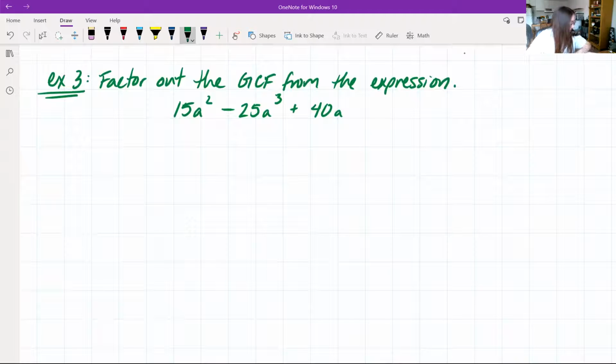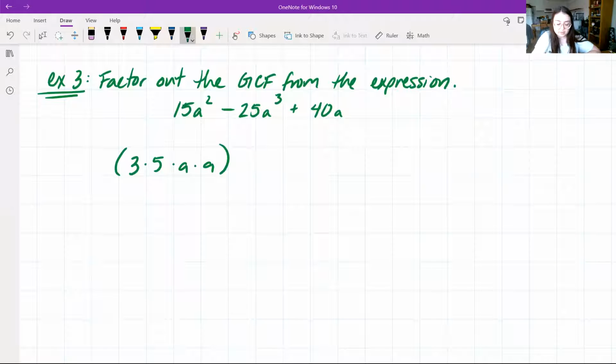So for example 3, we want to factor out the greatest common factor from the expression. So we have 15a squared minus 25a cubed plus 40a. So let's go ahead and write out our prime factorization of each term, but in this case we are just going to expand it in its own equation. So for 15a squared, we can write this as 3 times 5 times a times a.